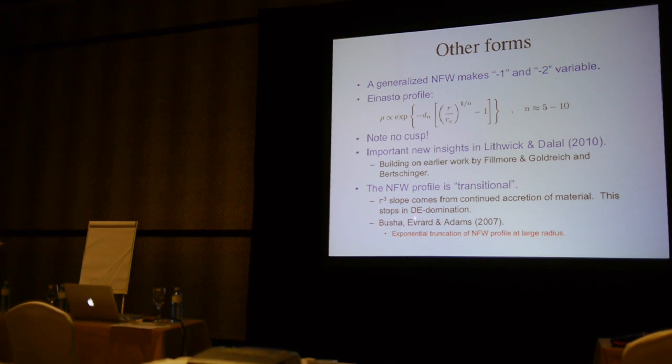And this was explored in this nice paper by Busha, Evrard, Adams a couple of years ago. And what you find is that this r to the minus 3 slope actually gets exponentially truncated at large radius. So you end up with a very different looking halo profile. So if we were around a few Hubble times from now, which is my goal, then you wouldn't be trying to explain the NFW profile at all. You'd be trying to explain a different profile, which looks qualitatively extraordinarily different. So that's been one of the big problems with explaining the NFW profile, is figuring out what it is you're actually trying to explain, if it's a transition state.